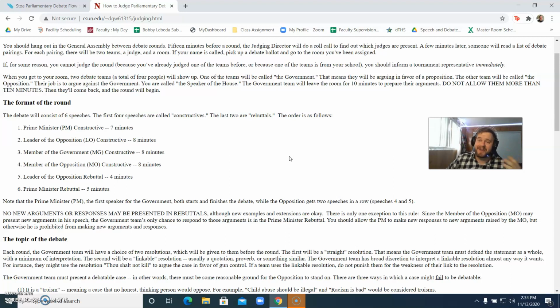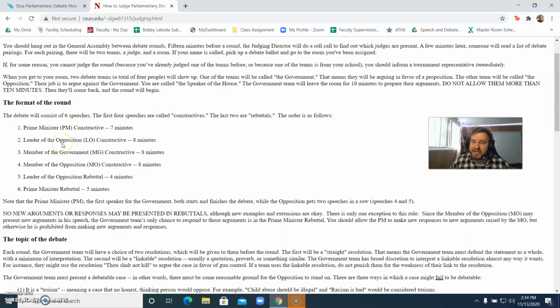The thing that really matters is how long the speeches are. So the very first speech is going to be a 7-minute speech that is delivered by the prime minister, the proposition team, or the affirmation team. So the team that is going first is going to give that speech. They're also sometimes called the government. They have a bunch of different names, but pretty much they're saying we agree with the topic.